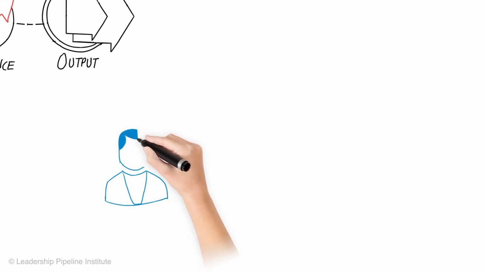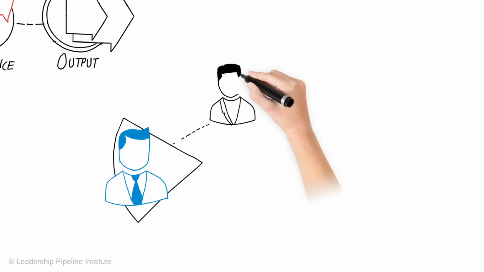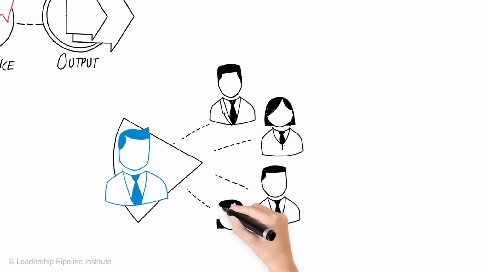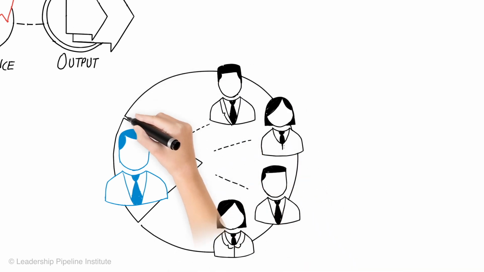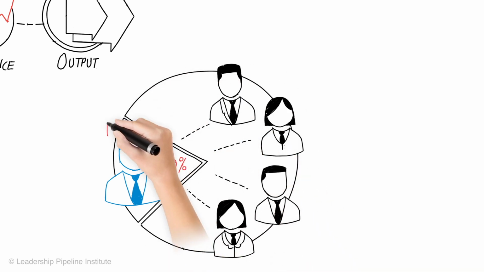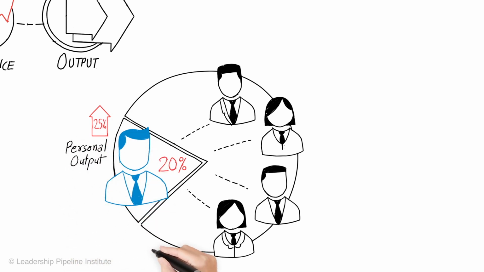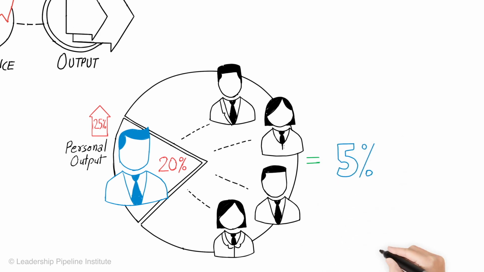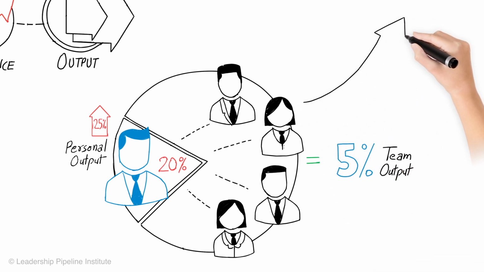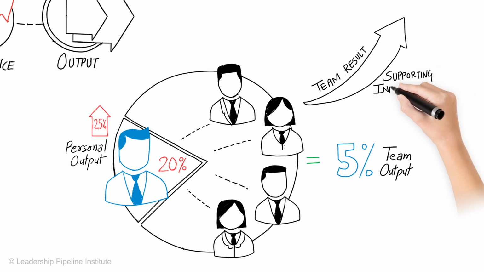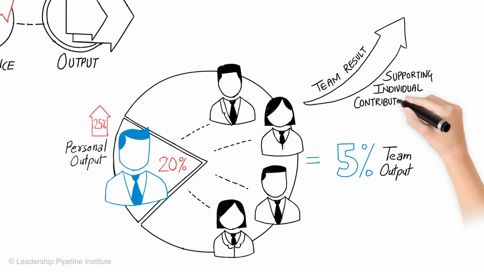In the following example, the leader of others has 4 direct reports. Accordingly, the leader of others only represents 1/5, or 20% of the total team output. This means that even if the leader of others improved his or her personal output by 25%, the mathematical impact on the total team output would only be 5%. The point is that the real way for you as a leader of others to improve your overall team result is by supporting the individual contributors in improving their results.